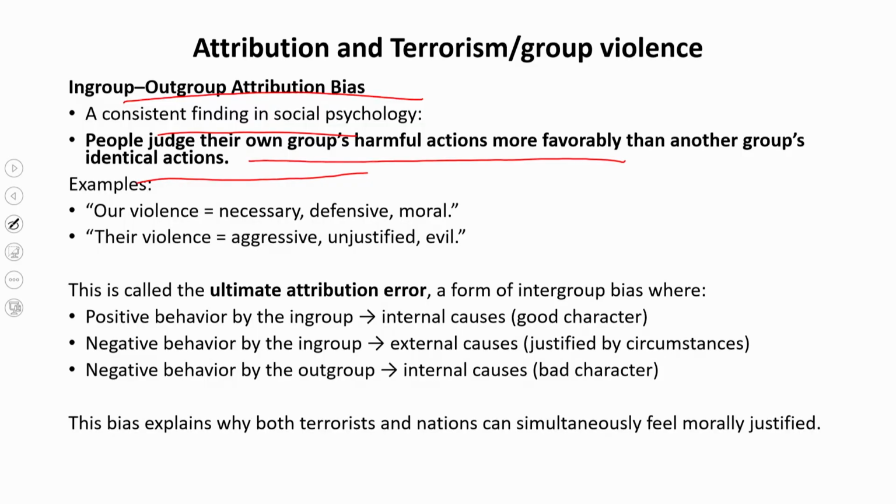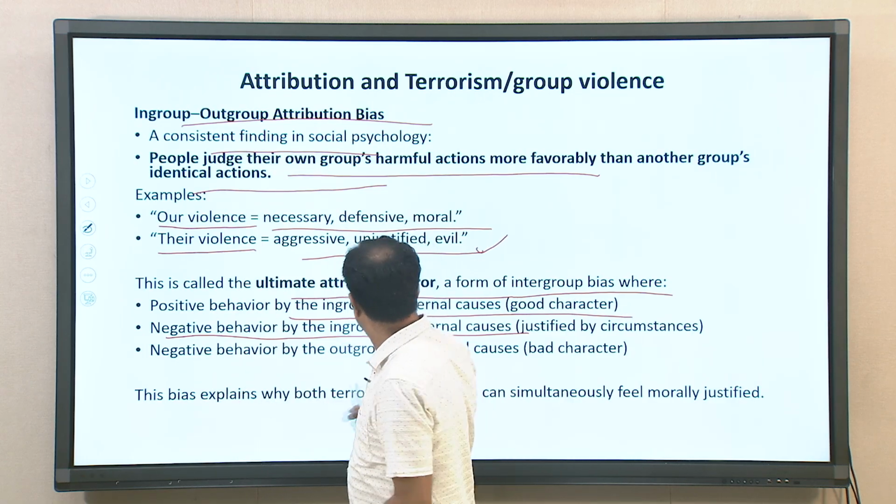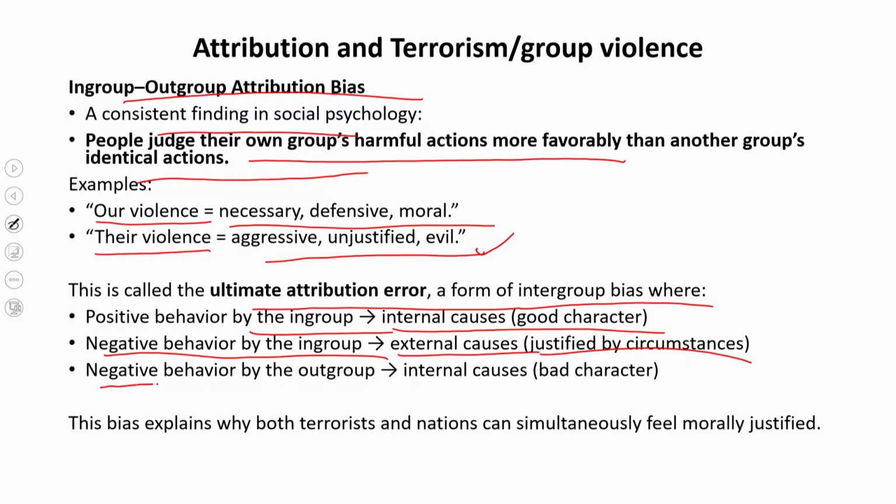For example, when your group does some violence, you say it was necessary, defensive and morally right. When another group does violence, you say they are aggressive, unjustified and evil people. This is called the ultimate attributional error, a form of intergroup bias where, for positive behaviors by the in-group, they say it has internal causes: it was done because our group is good, our people are good and so on. When they do something negative, they say we have done it to get justice or for some other situational reason. It was not something we did out of choice, but we were forced to do it. So, they will always give situational justification. For negative behavior by another group, they will always say internal causes: these people are bad, wrong, and therefore they are doing it.